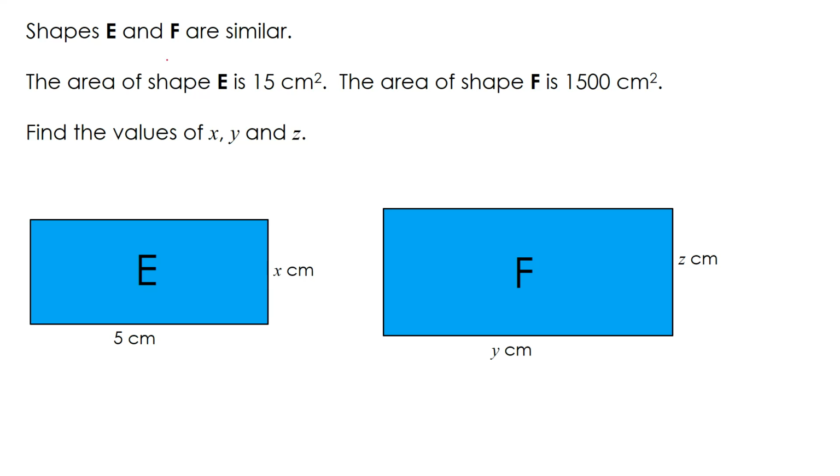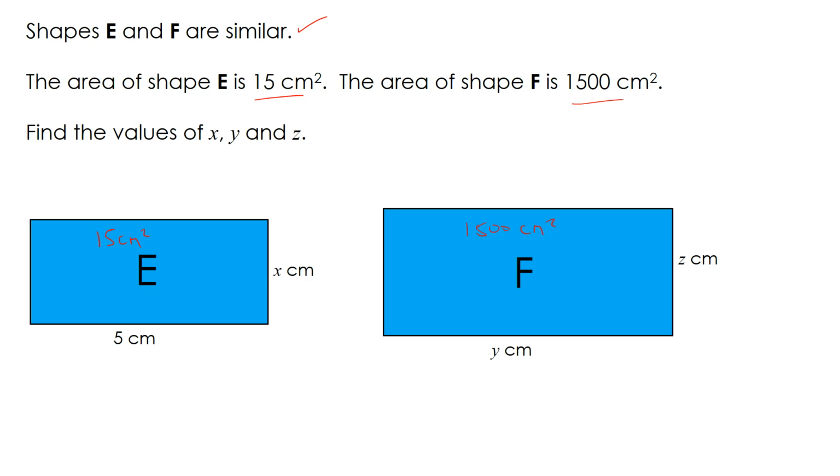Okay, guys. Shapes E and F are similar. The area of shape E is 15 cm squared. Let me put that in here, 15 cm squared. And the area of shape F is 1,500 cm squared. Find the values of X, Y, and Z. Okay, I can't find anything. I can't find X, Y, or Z at the moment, can I? Because I haven't got any matching sides at all.